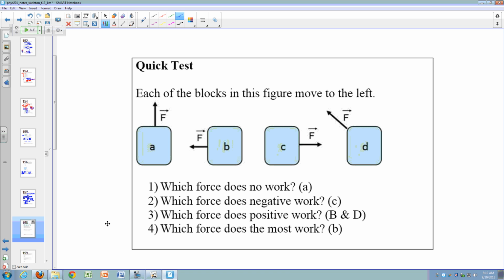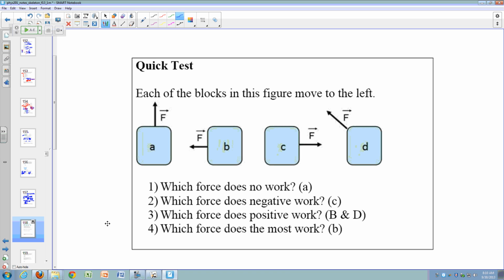Why is that? They're in the same direction. Now for block D, the force is at some angle, but the x component of the force is in the same direction as the displacement, which is to the left.